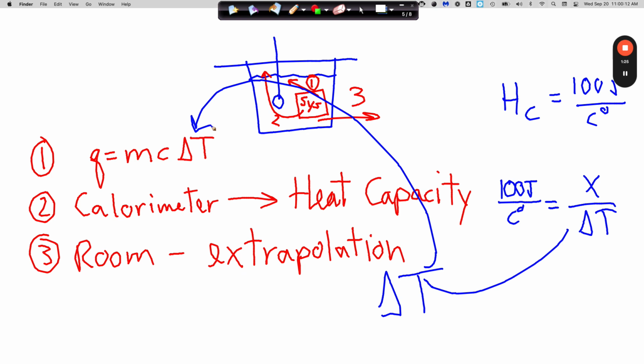Can we not say numbers and can we just say temperature change? Temperatures, yes. So we're extrapolating to find the temperature change, what the temperature change should be if our system were perfectly insulated. And then we're taking that change in temperature to be the change in temperature for the calorimeter calc and the water calc. Is that okay?